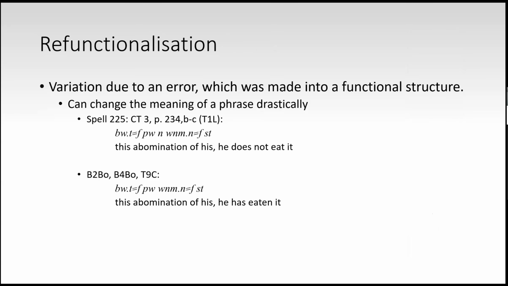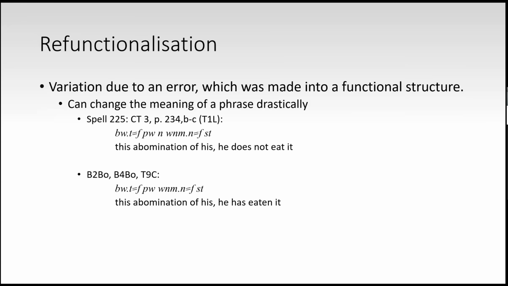So now the first aspect I want to discuss is refunctionalization. Refunctionalization is a case where a variation occurs in the text, which is technically an error, but the scribe noticed that something changed and took some steps to make sure that it's still a functional text. So you will have errors that have the effect that the text can no longer be read. But in these cases, the scribe did notice that something has changed and that he needs to adjust the text to make sure that it still makes sense.